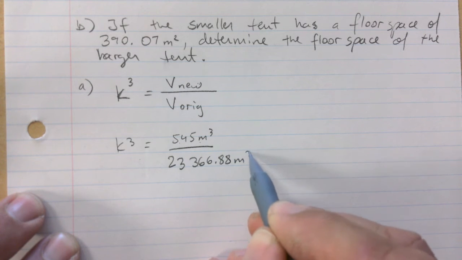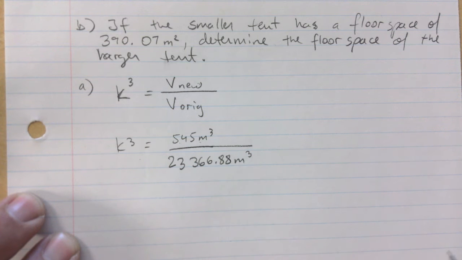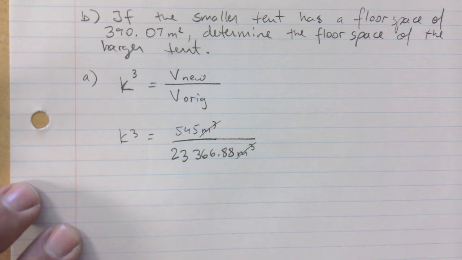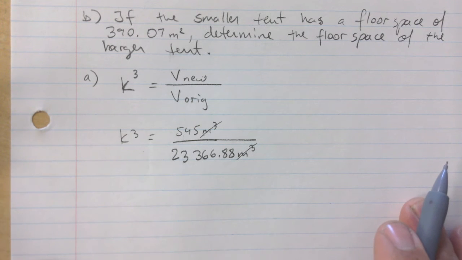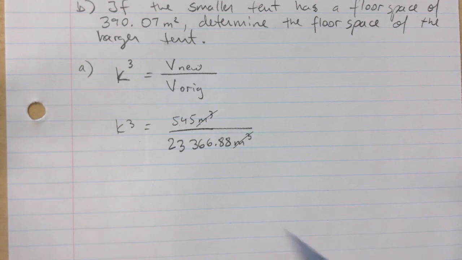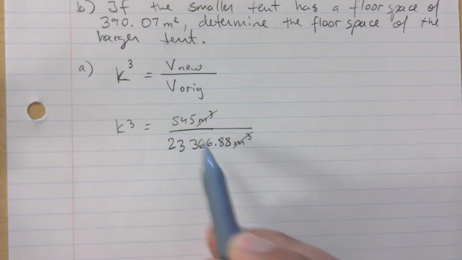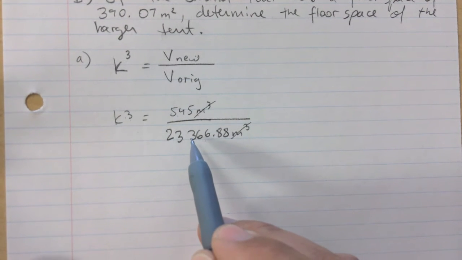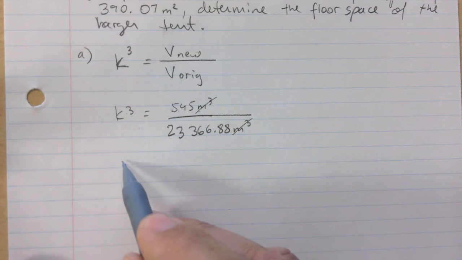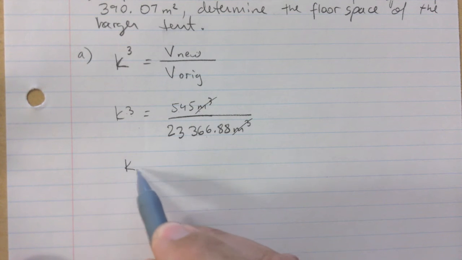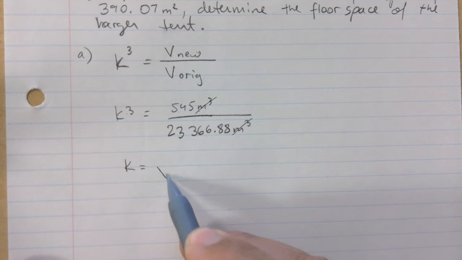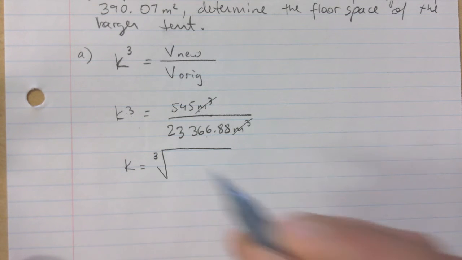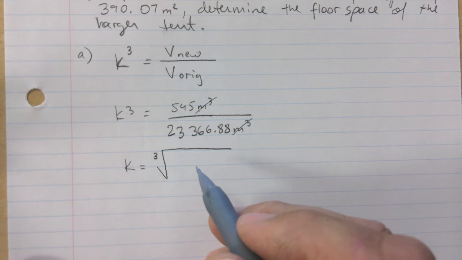The 23,366.88 goes in the denominator like that. The units cancel out, which is what you want. Scale factor cannot have units. And then now what? What are we going to take now? The cube root. You remember that from IAPR, taking the cube root? Remember the tree diagrams and all that fun stuff? The prime factors, right?